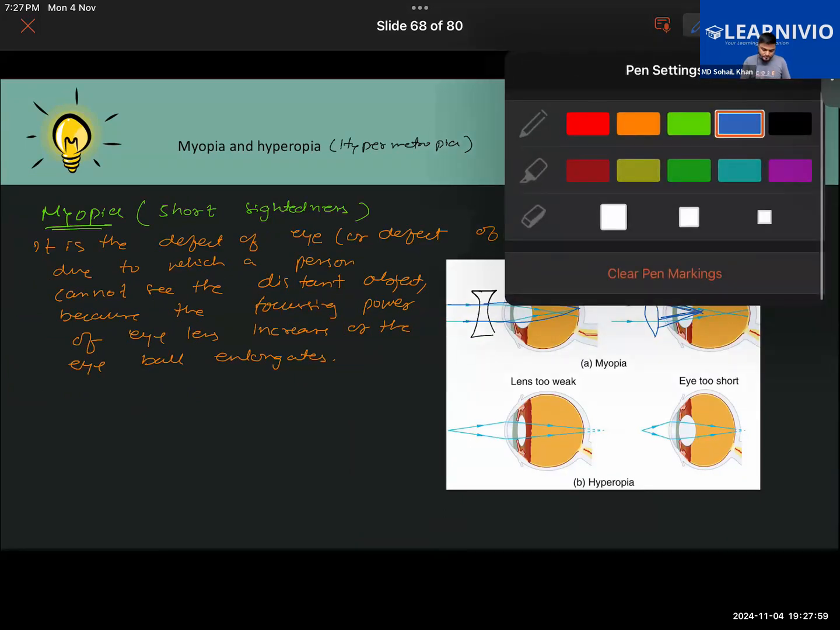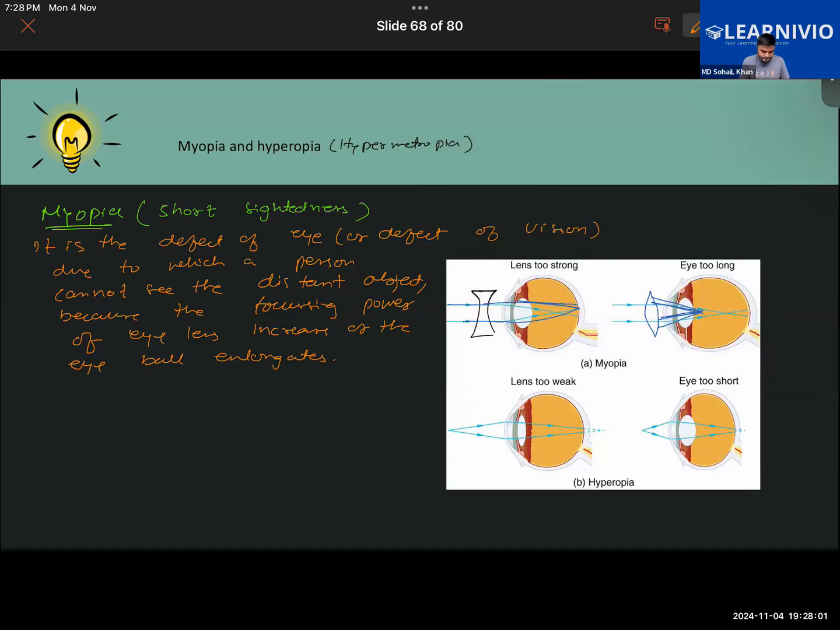Sir, can you explain it again? Okay, sure. Let me just write this. To correct this defect, spectacles with concave lens are used.